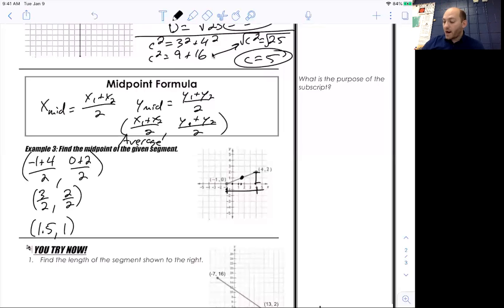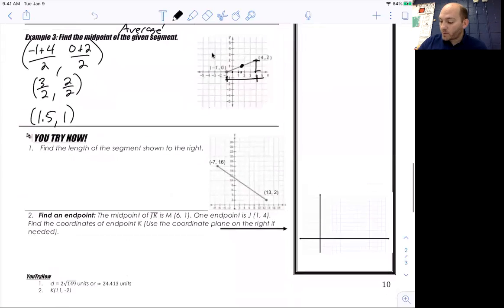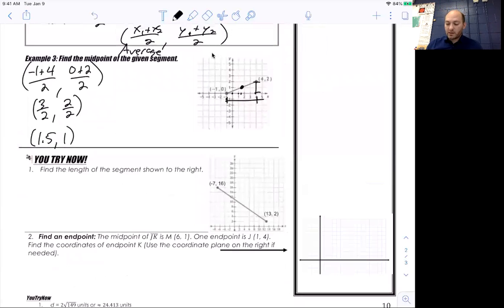Okay, all right. You try now problems. This one is a little bit of a challenge for number 2. I'm going to save it for tomorrow. Okay, so when we meet in class on this one, we'll go over these you try now problems again. I want you to see if you can try the challenge out for number 2.